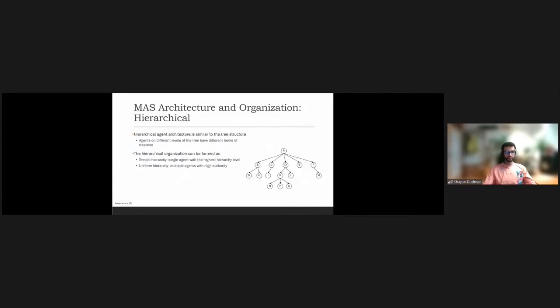In a hierarchical architecture, the agent architecture is similar to a tree structure. Agents on different levels of the tree have different levels of freedom. The hierarchical organization can be formed as a simple hierarchy, which means that a single agent with the highest hierarchy level sits on the top, or we can have a uniform hierarchy with multiple agents with high authority.